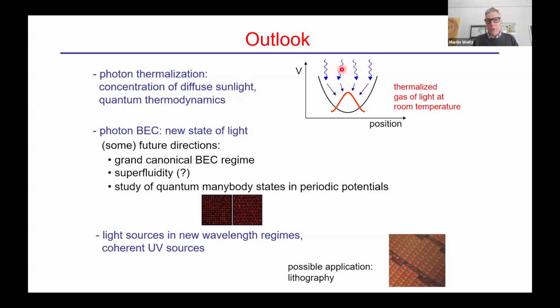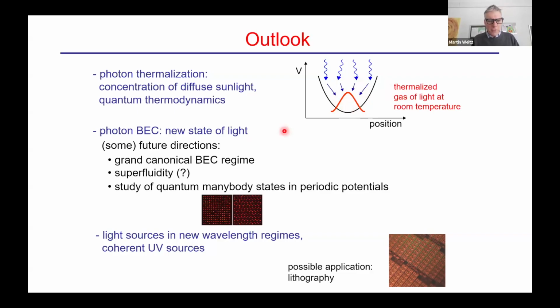But if you have thermalization in a trapping potential, then also for photons that come from different directions, one expects to be able to spatially concentrate them to the center. I do not know whether there's a practical way for solar light collection, but at least it's an extremely nice concept.